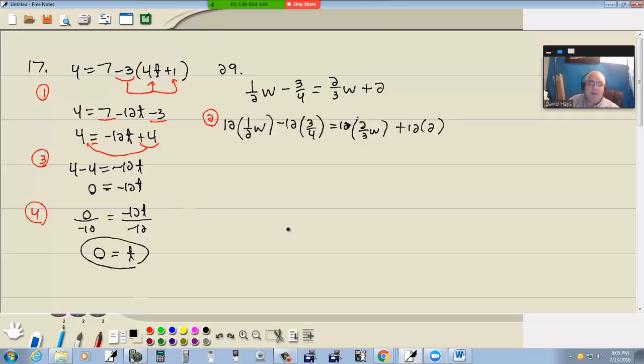When I say multiply by everything, I'm talking about what's separated by pluses, minuses, and equals. That's why I multiply by this first fraction. Here's a minus. That's why I multiply by this fraction. Here's an equals. That's why I multiply by this fraction. Here's a plus. That's why I multiply by the 2.